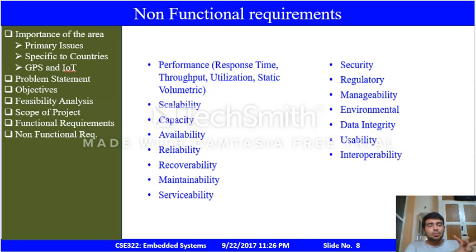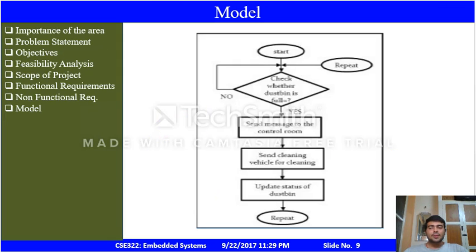Then we need capacity for this project. We need availability, we need reliability, we need recoverability. In the off chance that this project ever fails, we need to ensure that there are certain recovery mechanisms to ensure that the project is functional again within no time, because a lot of people are dependent on this project and society as a whole would be dependent on this project. We need security that is provided by the authentication module. We need regularity, we need manageability, we need to protect certain data that is sensitive and shouldn't be out there. We need usability and we need interoperability for our project.